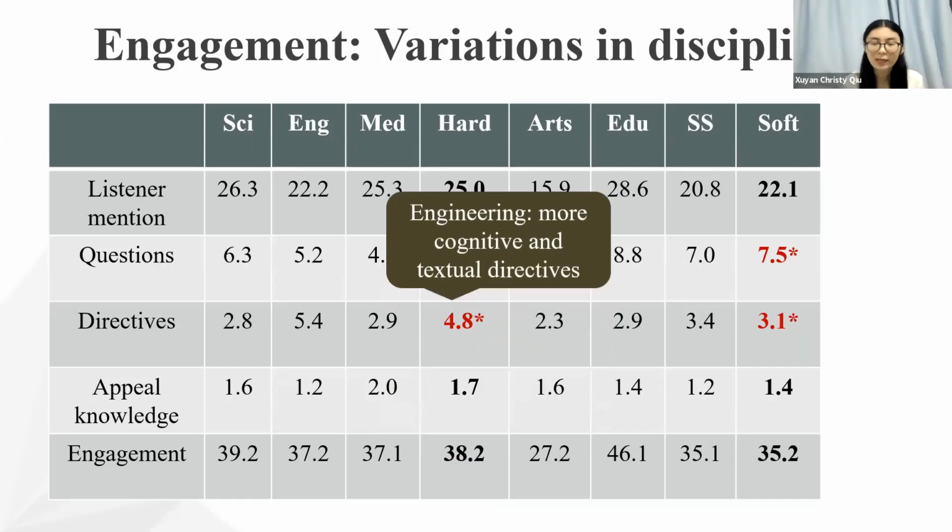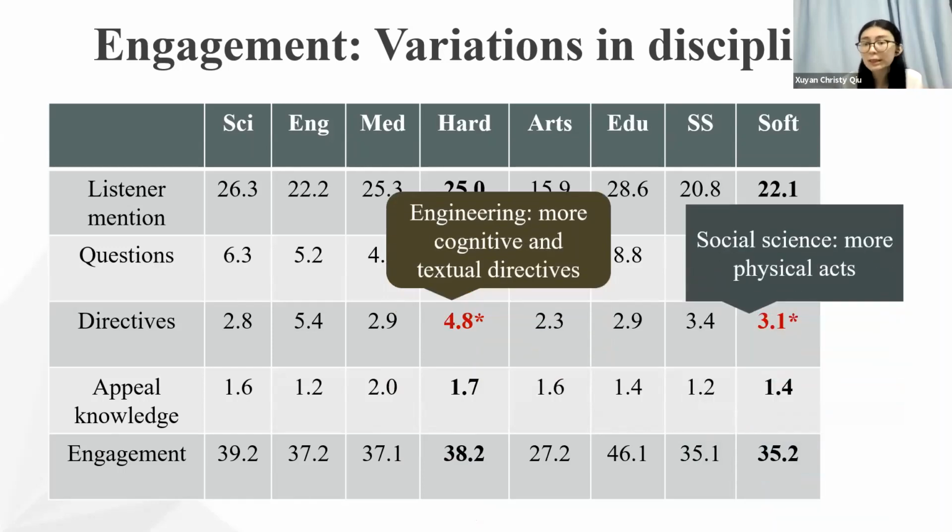But here, we find that the engineering students use more cognitive and textual directives than physical acts directives, while those from social science disciplines use more physical acts directives in their 3MT presentations.